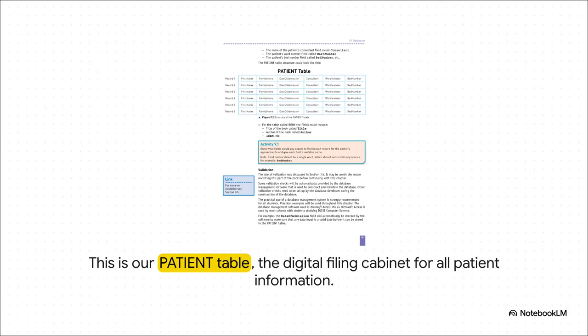In database speak, we call this a table. Think of it as our digital filing cabinet. The most important thing to see here is the structure, right? It's all organized into these neat columns, and each one has a super clear label for every piece of information we need, like first name or ward number.